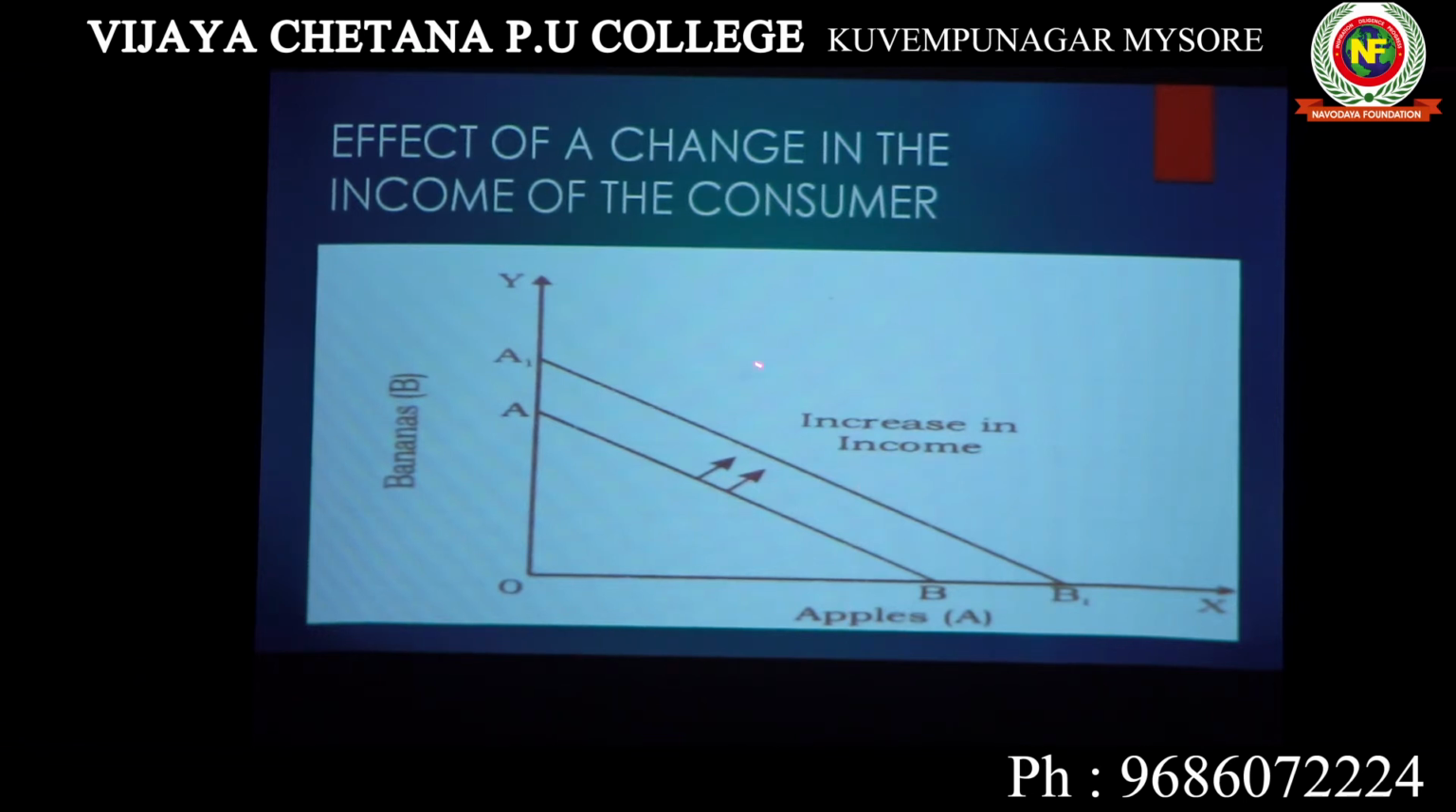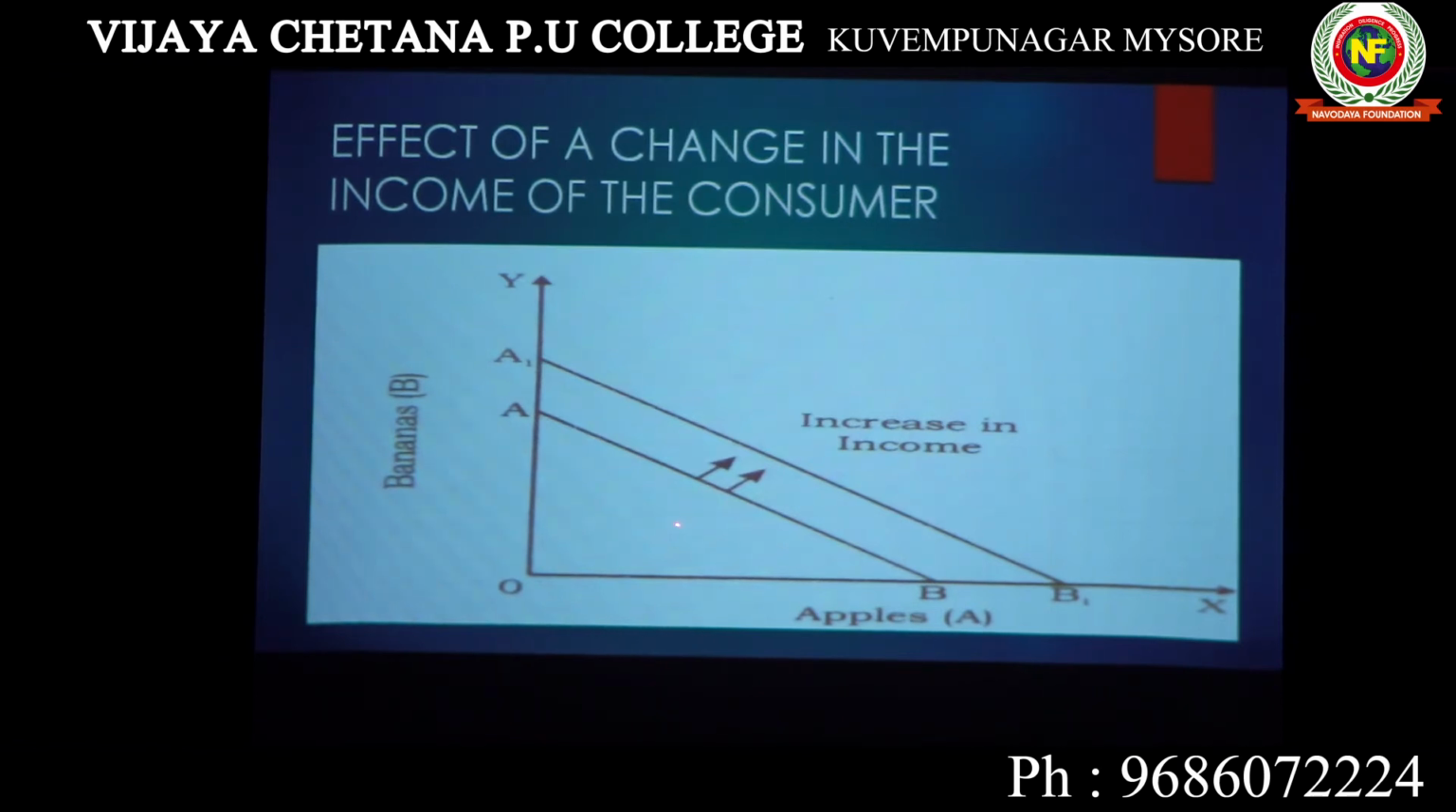If the consumer's income is 20 rupees, he could purchase OA quantity of banana, OB quantity of apple. This is the budget line. It is exactly equal to his income. Now the consumer's income has increased from 20 to 50 rupees. Then his purchasing capacity increases. That's why the budget line has jumped rightward.